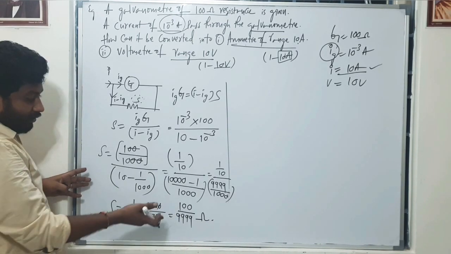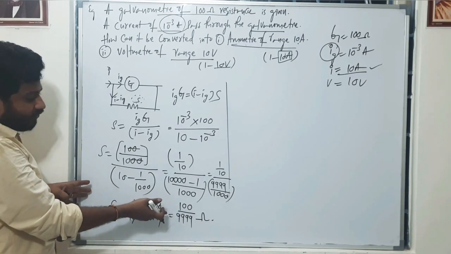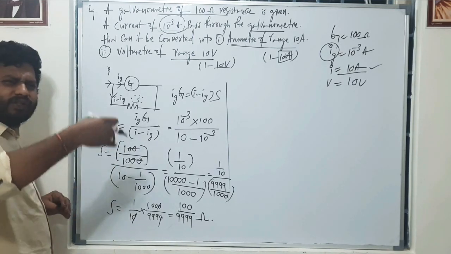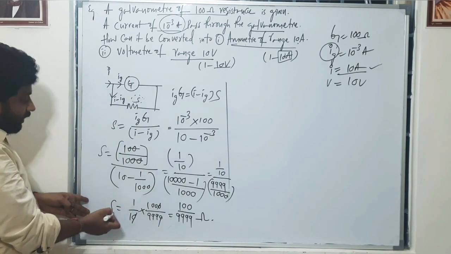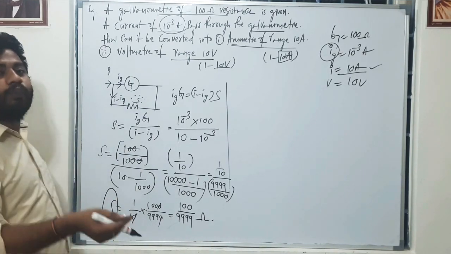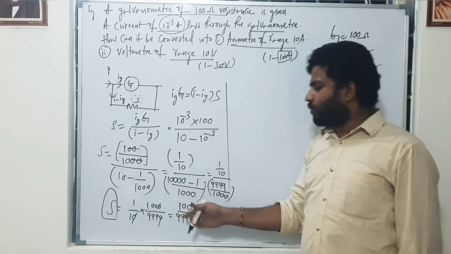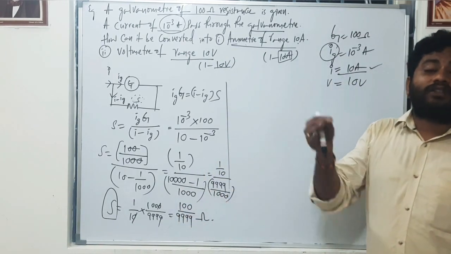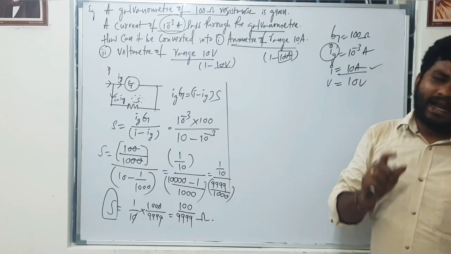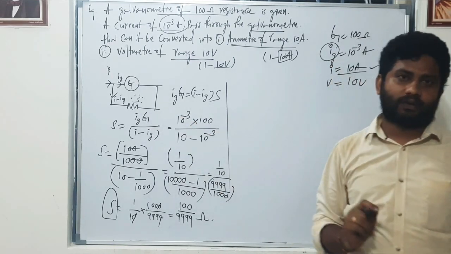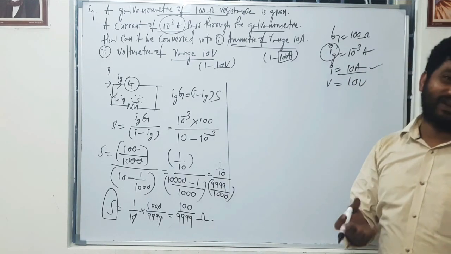If you find this, the value will become very small. You get 0.01 approximately. That means the shunt value needs to be very small. Do not get confused by getting the small value, because the concept of shunt is like that. A low resistance must be connected in parallel to the galvanometer. So like this, numericals will be asked.